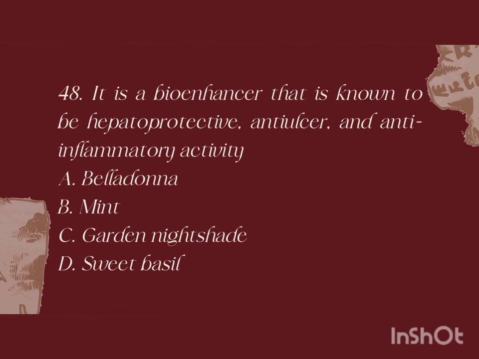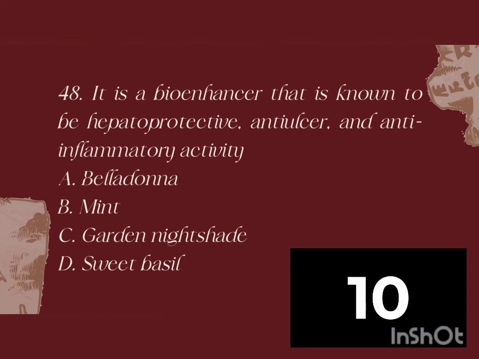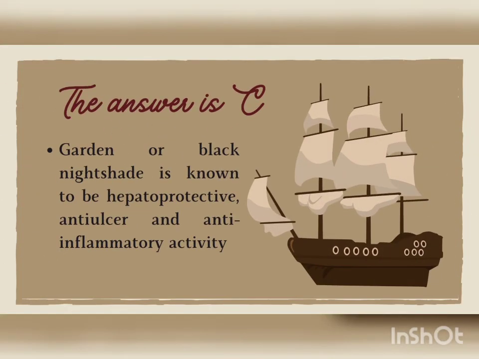Number 48. It is a bioenhancer that is known to have hepatoprotective, anti-ulcer, and anti-inflammatory activity. A. Belladonna, B. Mint, C. Garden nightshade, D. Sweet basil. The answer is C. Garden or black nightshade is known to have hepatoprotective, anti-ulcer, and anti-inflammatory activity.